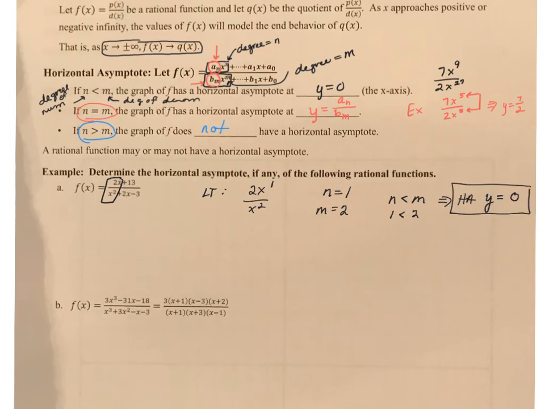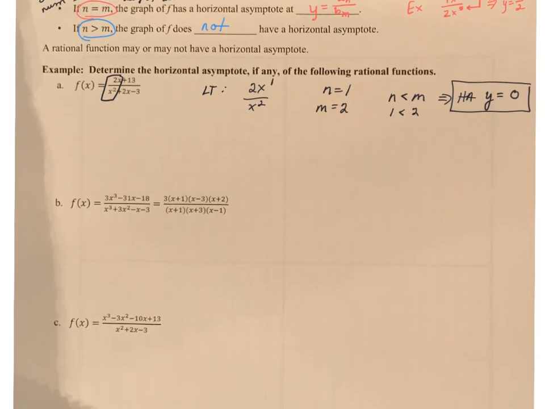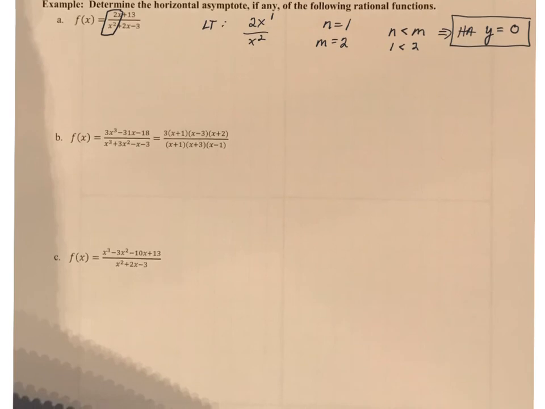All right, next one. For the next one, I've got 3x cubed minus 31x minus 18 divided by x cubed plus 3x squared minus x minus 3. So this is a cubic, a third degree polynomial, divided by a third degree polynomial. Again, I'm going to focus on just those leading terms. So the leading term here is 3x cubed divided by x cubed. Now in this scenario, the degree of the numerator is 3, the degree of the denominator is also 3. So the degrees are the same.